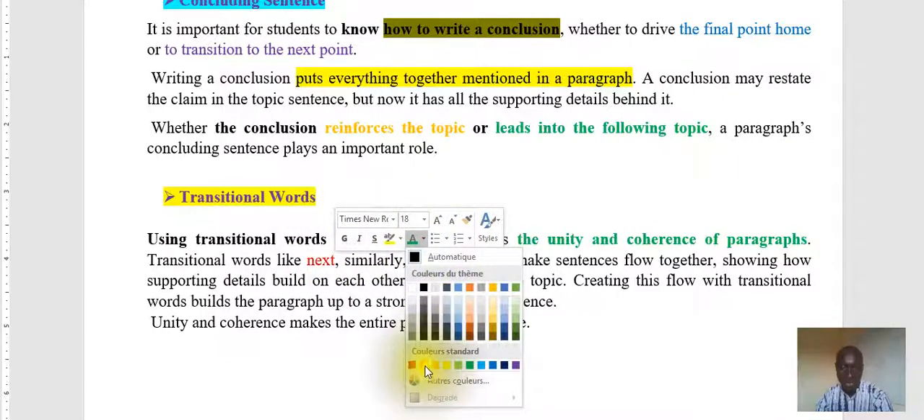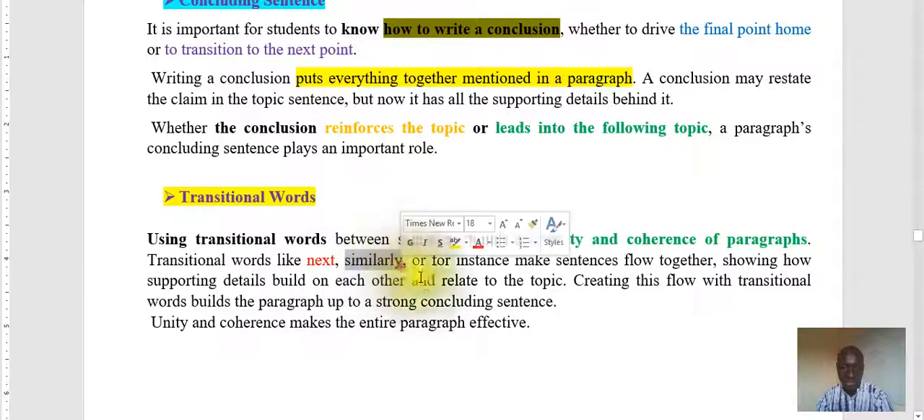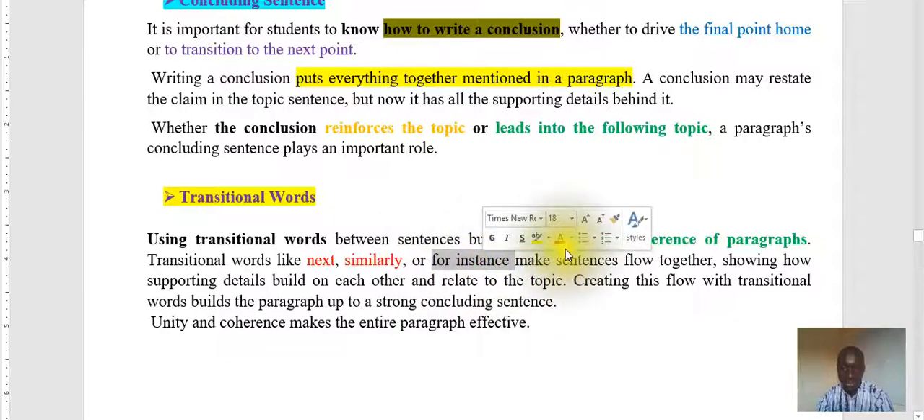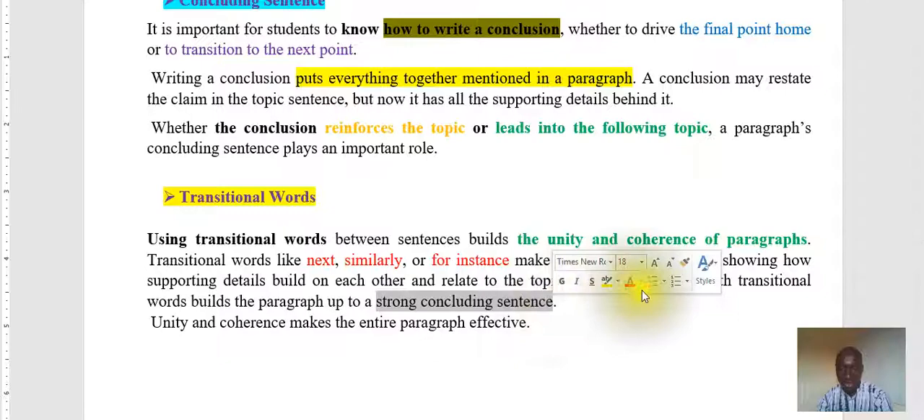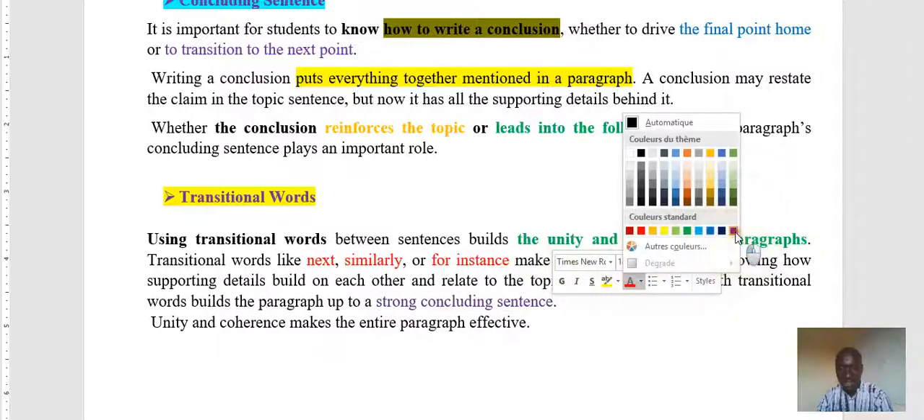Transition words like next, similarly, or for instance make sentences flow together, showing how supporting details build on each other and relate to the topic. Creating this flow with transitional words builds the paragraph up to a strong concluding sentence.